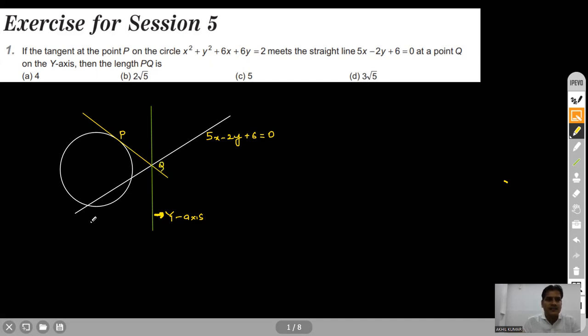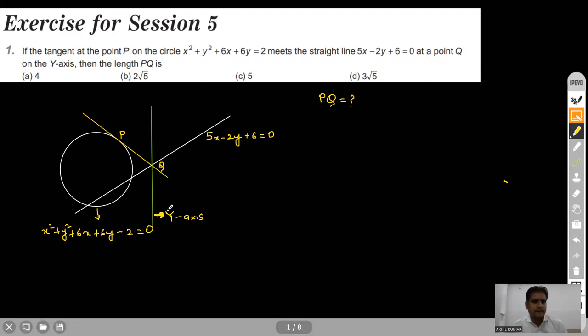And this circle's equation is given as x square plus y square plus 6x plus 6y minus 2 equal to 0, right? This much information we are given in the question. Now, the question is asking to find the length of PQ. This is what we need to find.